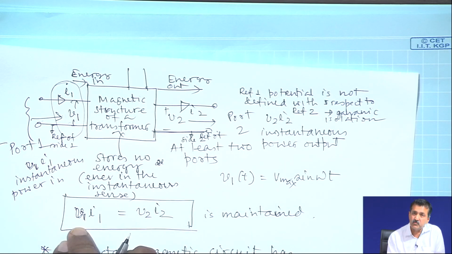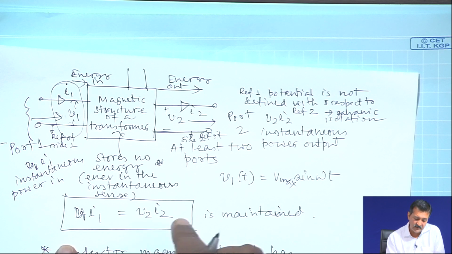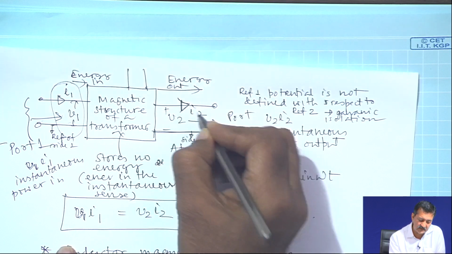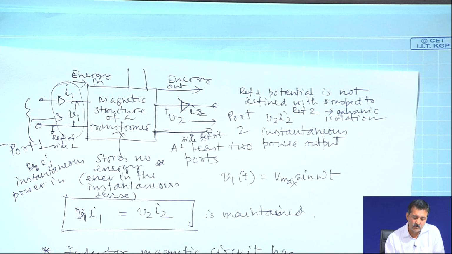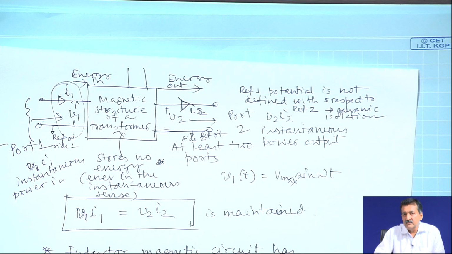So, instantaneous voltage into instantaneous current, at that moment the current at the same instant must be matched to the instantaneous voltage V2 multiplied by the instantaneous current from the secondary port. This is the secondary port current, called port 2 current. We normally name one port as primary and another port as secondary. The convention is that the port in which the voltage source is connected is named primary, and the port in which the load is connected is named secondary.